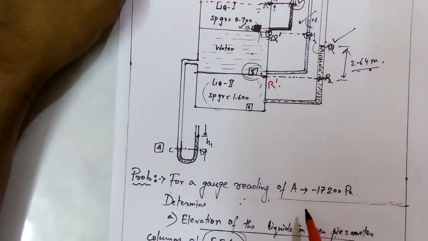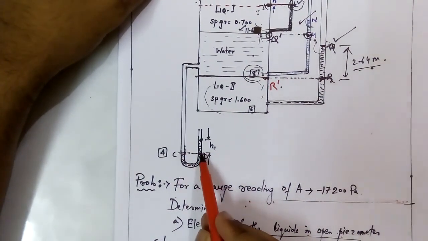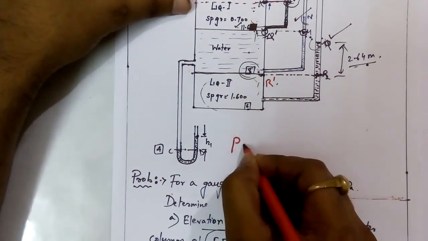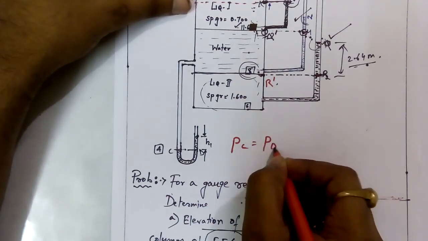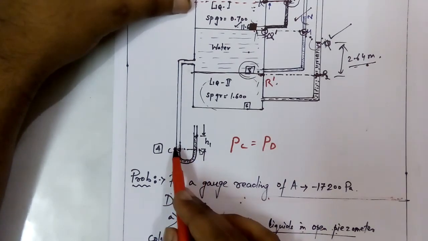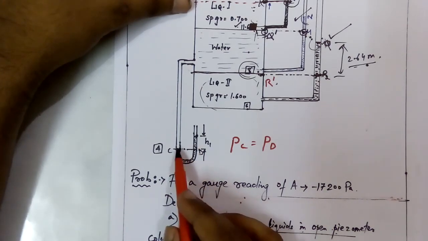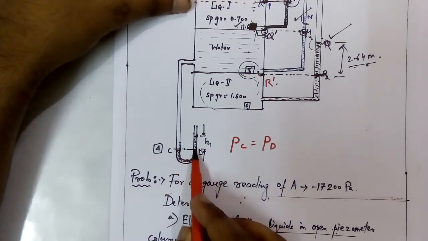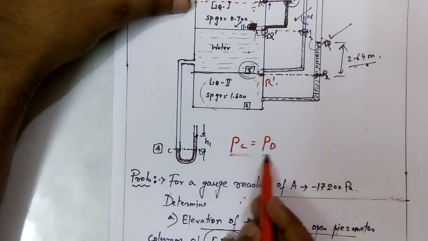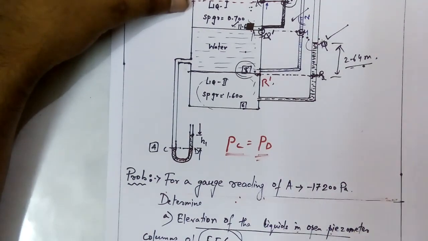See, similarly we will apply the principle of hydrostatics between this point C and D. The pressure at C must be equal to the pressure at D. Why? Because these two are lying at the same horizontal level in the same expanse of liquid. This liquid passing through C and D is the same. From C to D it is the same fluid, so we can apply P C is equal to P D. That means pressure at C and D is the same.